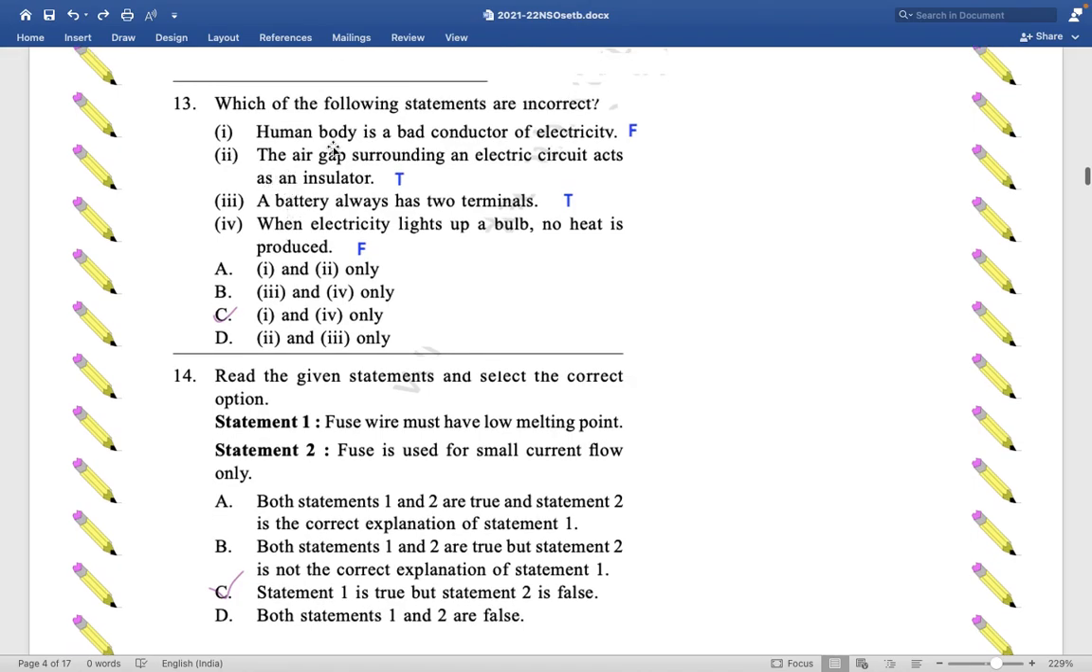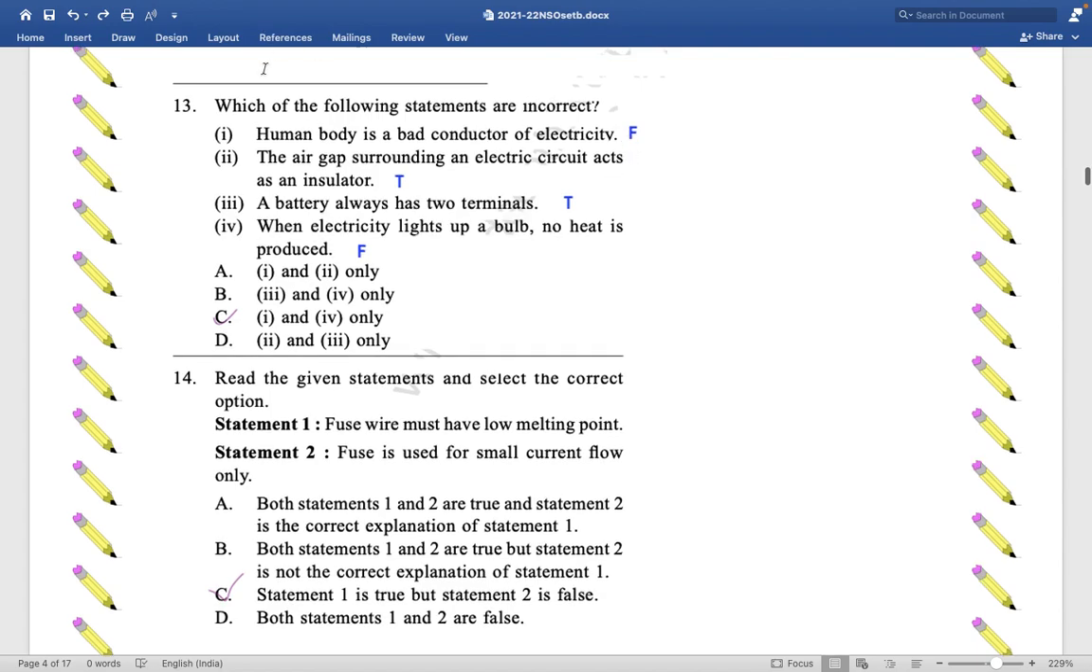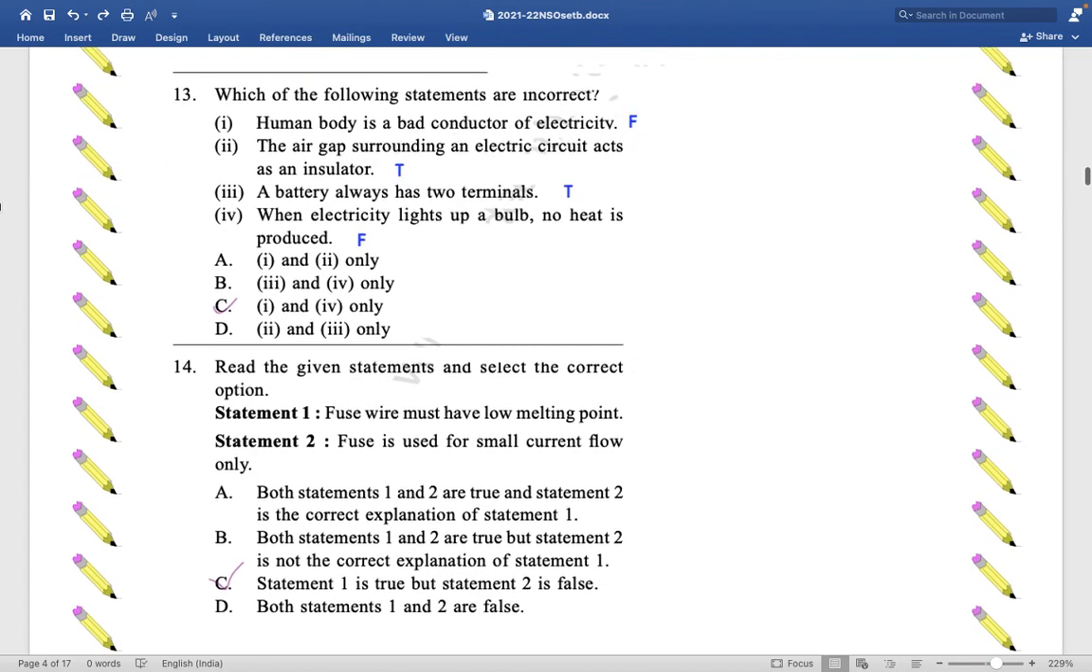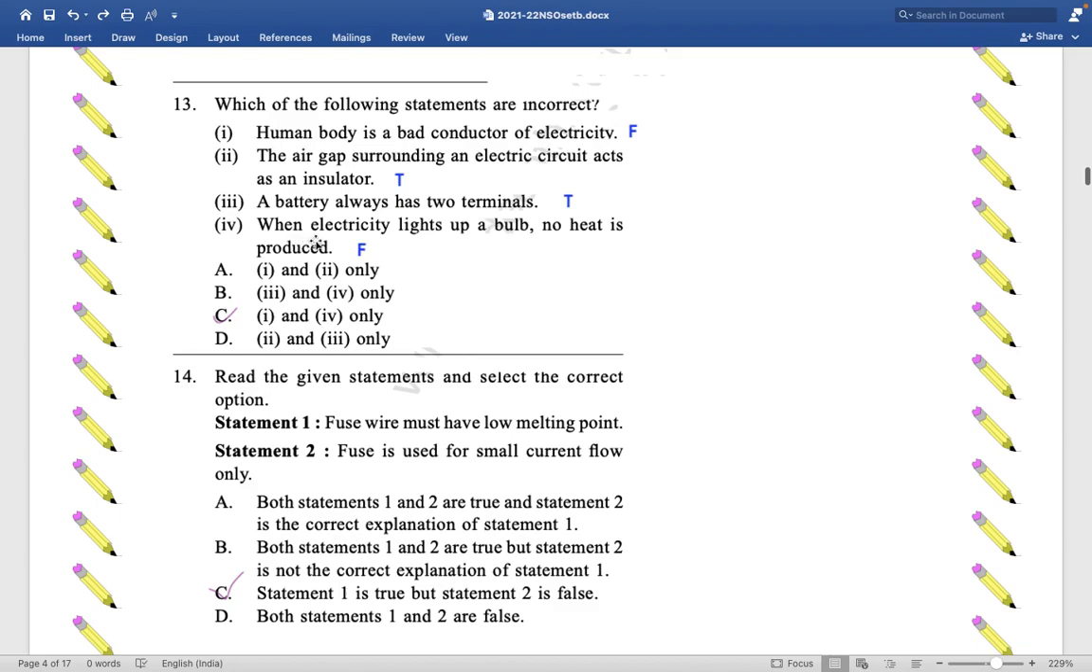In question 13, we have to find the incorrect statements. Human body is a bad conductor of electricity. This is false. Human body is a very good conductor of electricity. The air gap surrounding an electrical circuit acts as an insulator. This is true. A battery always has 2 terminals. This is also true. When electricity lights up a bulb, no heat is produced. False. When electricity lights up a bulb, some heat is produced. So C is the answer.